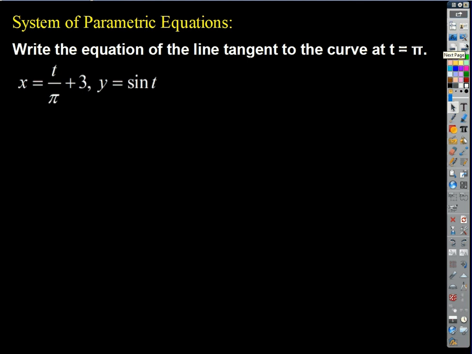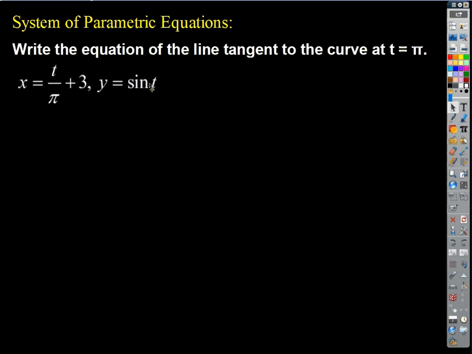This is totally new. This doesn't generally show up in a first term calculus class, but I think it's worth seeing. This is what we call a system of parametric equations. This looks pretty familiar, right? We've got x defined in terms of t, and we've got y defined in terms of t, right?